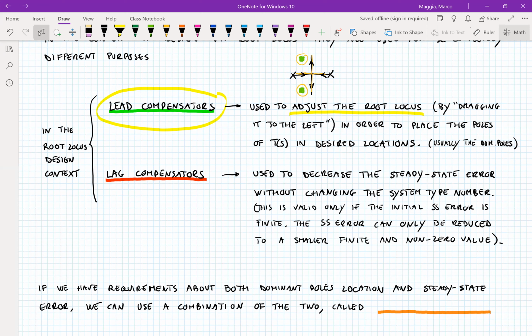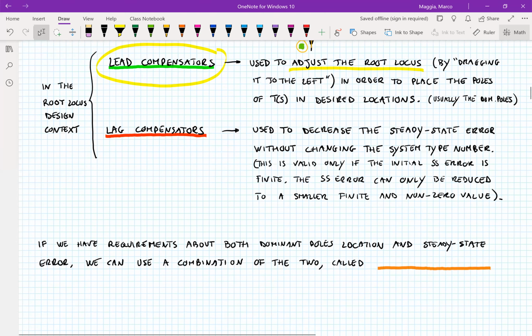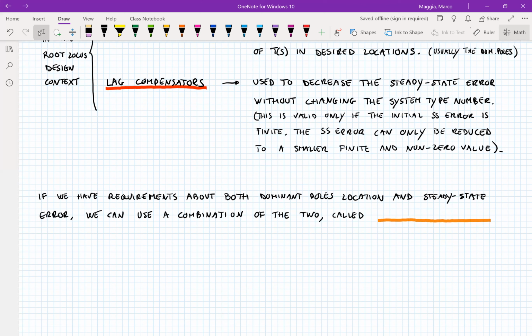But if we don't want to do that, and we have a finite steady state error that unfortunately does not meet our requirements, then we can introduce a lag compensator in order to meet such requirements. But these are strictly in terms of steady state error. And of course, if your steady state error is already 0, then you really don't need a lag compensator.